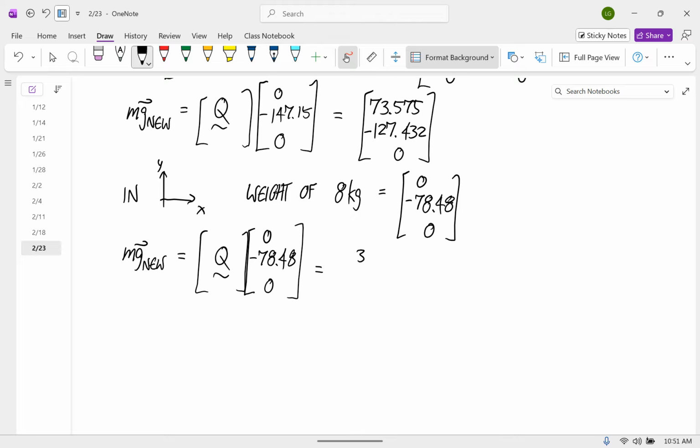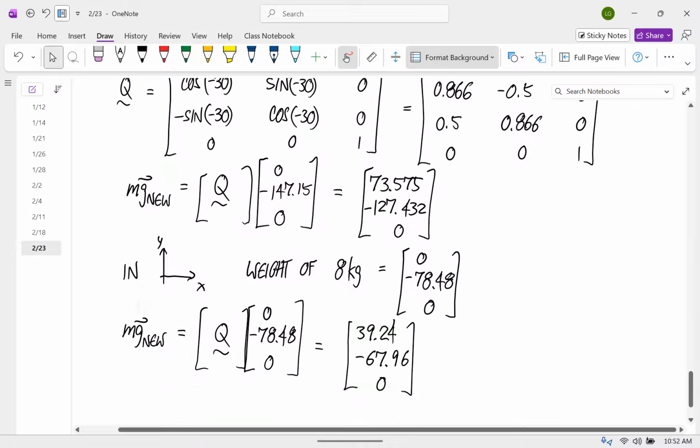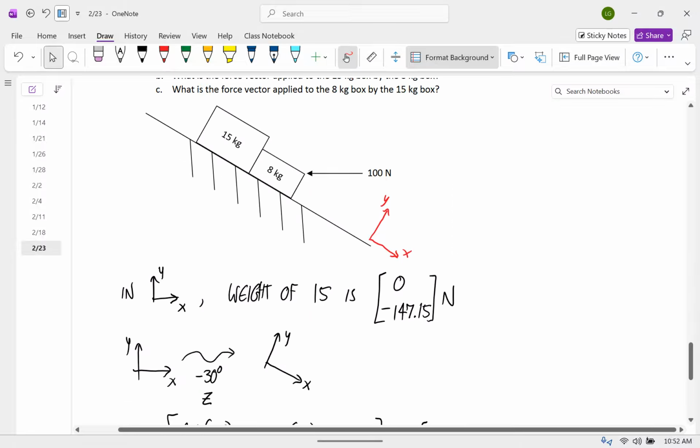And you get 39.24, negative 67.96, 0. Okay, so when we need those weights, that's what those are.